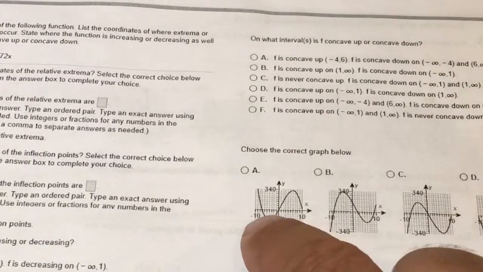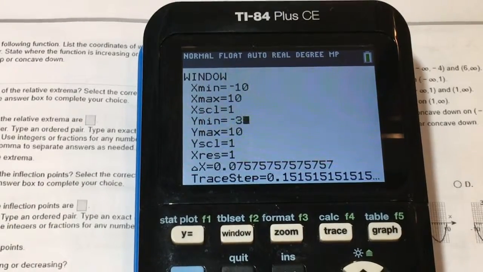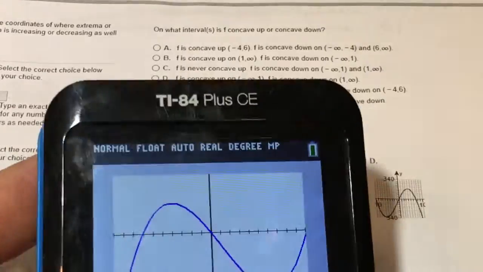Notice, these windows are really exaggerated. 10 to 10, -10 to 10, but -340 to 340. So I'm going to change the window. That's good, -10 to 10, but I'm going to change this to -340 to 340. And now my graph will be exactly the same proportion as theirs. So let's take a look.